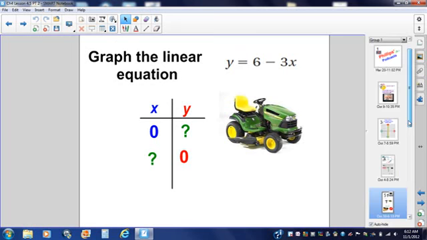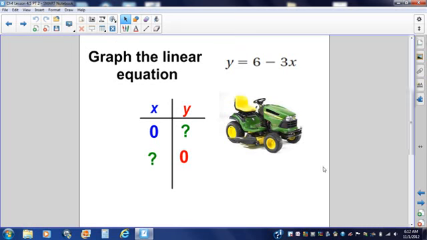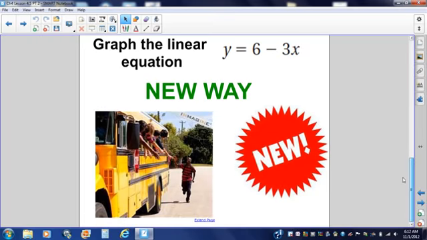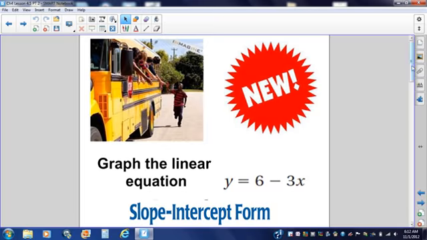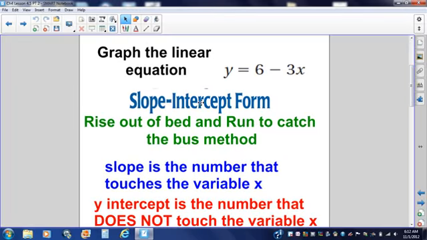And yesterday we said that the third way, or the new way, is like you rising out of bed and running to catch the bus. Officially, that's called the slope intercept form. But because the crazy math teacher doesn't have an elevator that goes all the way to the top floor, his elevator stops a couple floors short of the top floor. Instead of calling it the slope intercept form, the crazy math teacher is going to call it the rise out of bed and run to catch the bus method.